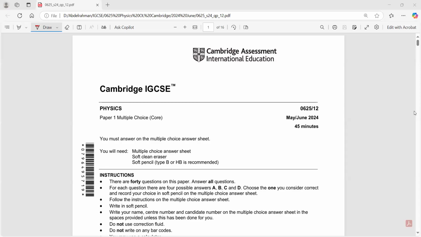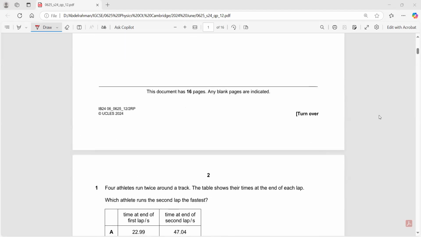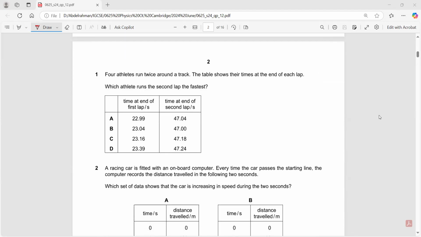May, June 2024, paper 1, variant 2. Question 1. 4 athletes run twice around the track. The table shows their times at the end of each lap. Which athlete runs the second lap the fastest?